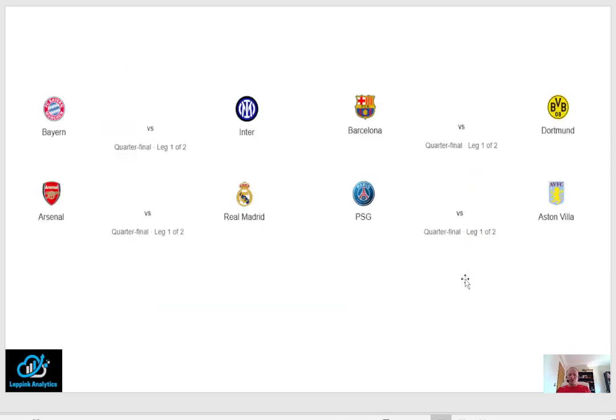So what does that mean for the four matches in the first leg of the quarterfinal in the Men's Champions League that we're going to see today and tomorrow? Two matches tonight, two matches tomorrow night. For Bayern Munich versus Inter, I predict a draw. For Arsenal versus Real Madrid, I predict a victory for Arsenal. For Barcelona versus Dortmund, I predict a victory for Barcelona. And for Paris Saint-Germain versus Aston Villa, I predict a draw.